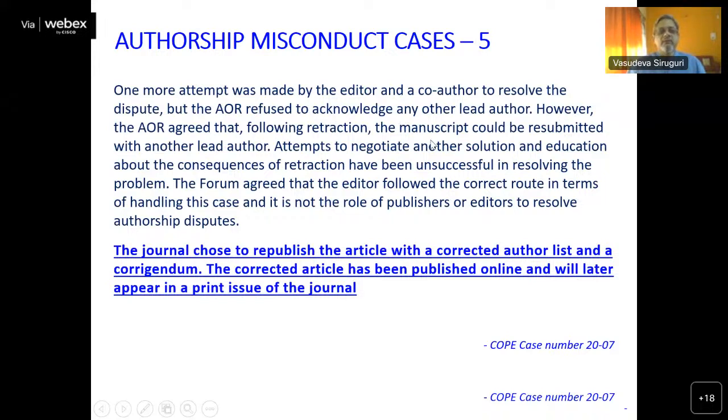And then he agreed that, okay, fine, you retract, and then we'll resubmit the manuscript with another lead author. But then the problem was it was not possible, and the forum agreed that the editor followed the correct route in handling this case, and that publishers or editors cannot resolve these authorship disputes. So what happened? The journal chose to republish the article with a corrected author list and a corrigendum. The corrected article has now been published online and will later appear in the print issue of the journal.